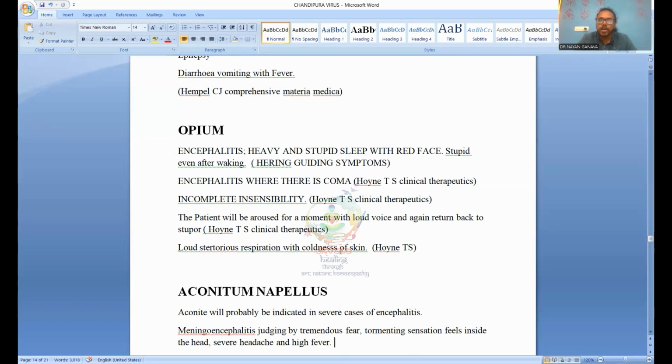Encephalitis where there is coma, that is what is written in Homoeopathic Clinical Therapeutics. Then if we see further, incomplete insensibility, that is what Homoeopathic Clinical Therapeutics has written. The patient will be aroused for a moment with a loud voice and again return back to the stupor. That is the peculiar symptom of opium. Then further, loud stertorous respiration with coldness of skin. That is also a peculiar symptom of opium which you will examine or observe in the patient.